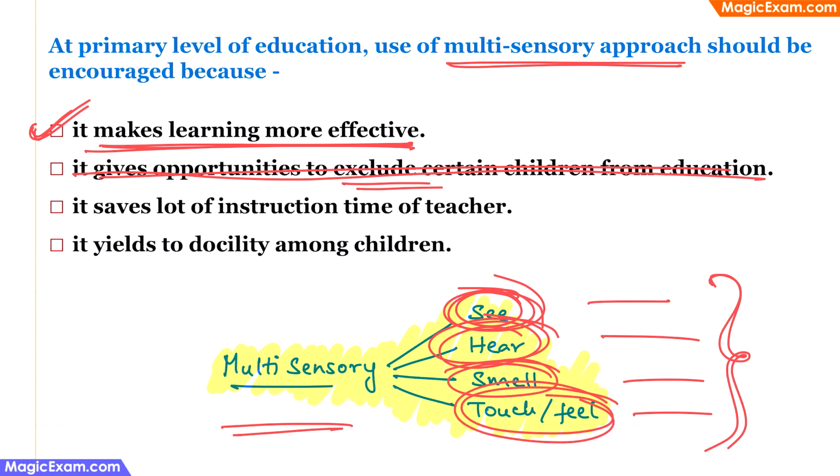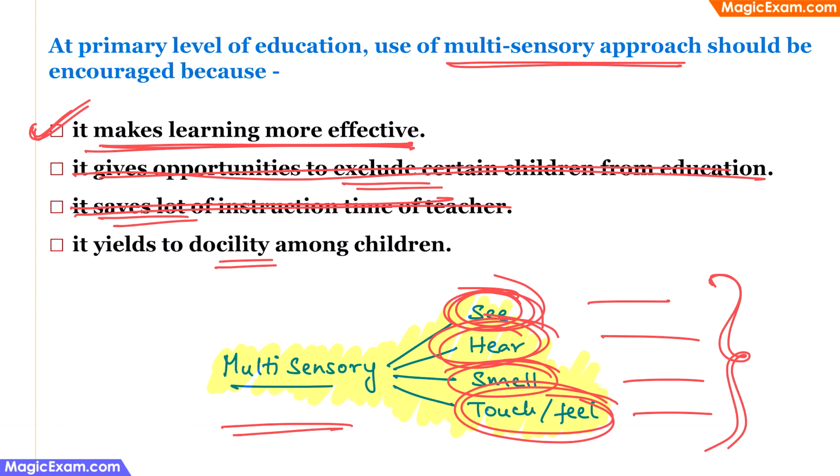Therefore, multi-sensory approach will not save time. Therefore, this is incorrect. Next, it yields to docility among the students. Docility means children are just going to follow all the instructions without questioning the teacher. So multisensory approach will actually lead to the opposite effect.